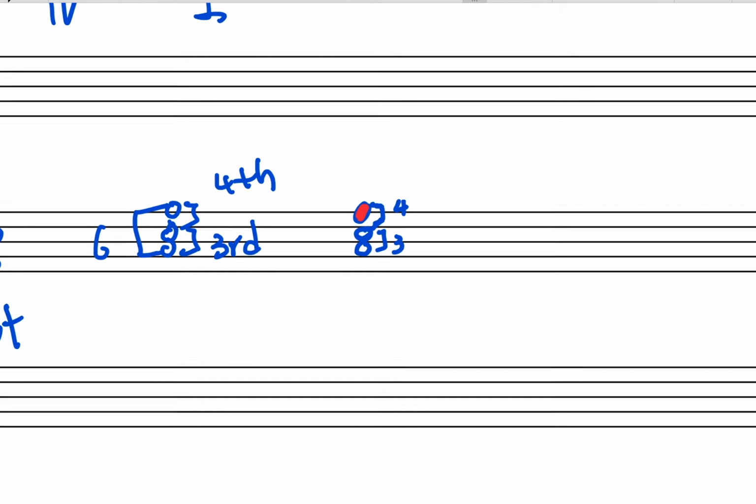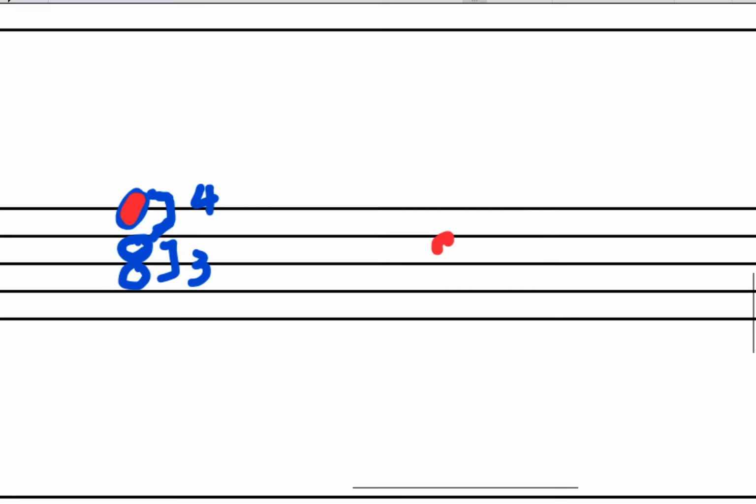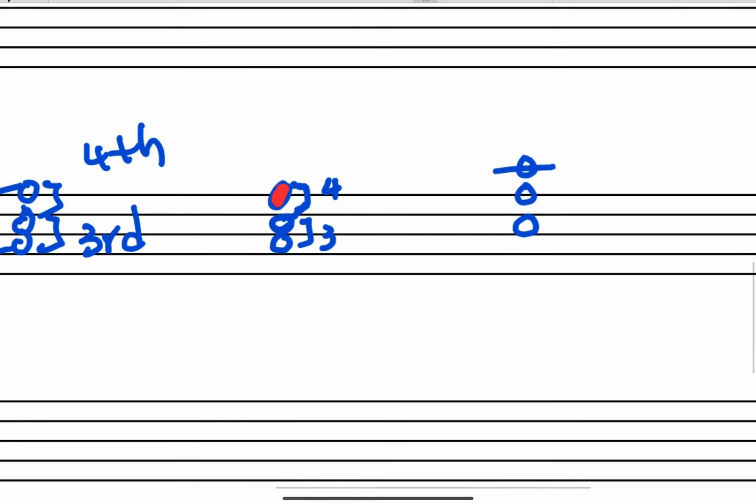So we do the second inversion. This is C, F, A. That's the second inversion. In the second inversion, we find the interval first. So this is the fourth interval, right? This is the third interval. We said the name is always on the top of the fourth. So this is the fourth interval. This is the name.